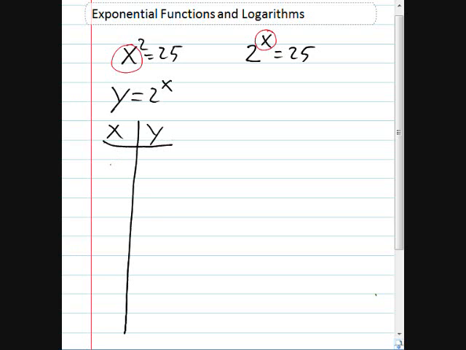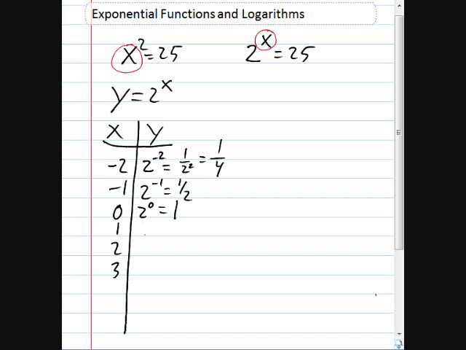So let's look at x equals -2, -1, 0, 1, 2, maybe 3. When x is -2, y is 2 to the -2, which equals 1 over 2 squared, which equals 1/4. When x is -1, y is 2 to the -1, which equals 1 over 2, or 1/2. When x is 0, y equals 2 to the 0, which equals 1. When x is 1, y equals 2 to the 1, which is 2. When x is 2, y equals 2 squared, which is 4. And when x is 3, y equals 2 cubed, which is 8.